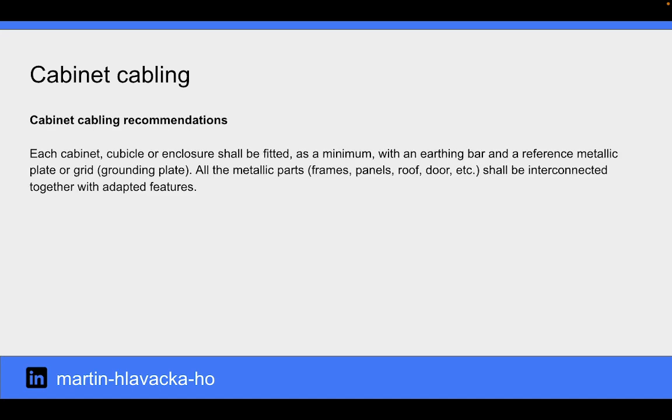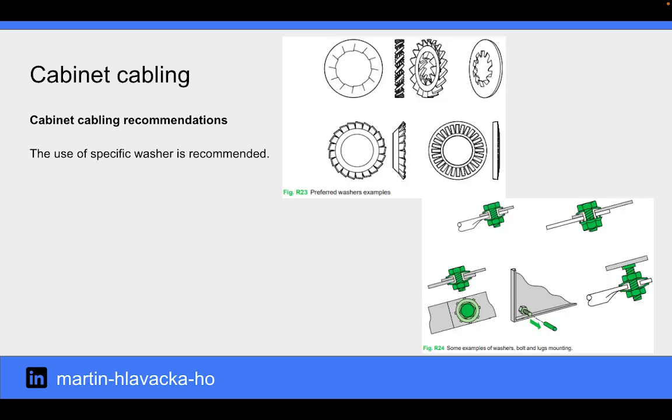Each panel shall be fitted, as a minimum, with an earthing bar and a reference metallic plate or a grounding plate. All the metallic parts shall be interconnected together with adapted fixtures. The use of a specific washer is recommended. Some examples of preferred ones are shown in figure R23.